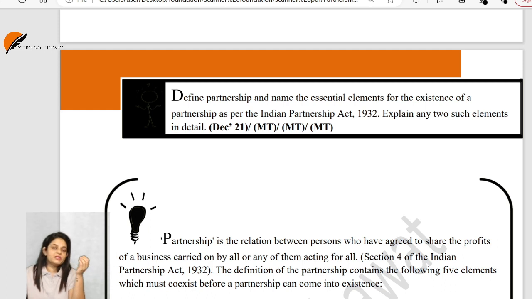Business. So what is business? Any trade, profession or occupation which is recurring in nature. And who will carry this business? Any one of them, all of them, or any one or more of them acting for all. So when we say acting for all, that means what? He is making the contract, he is acting on behalf of all of his partners. That means all of his partners are liable for the act that he has done or for the acts that he does in the name of the firm.